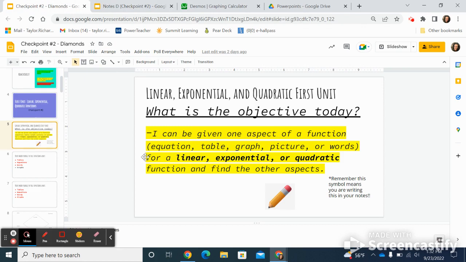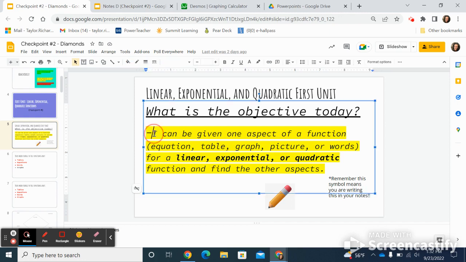So here's the objective. If you want to go ahead and pause this video and then type out this objective, you can right now. The objective or the goal for today is that you're going to read this to yourself, right? I can be given one aspect of a function, equation, tables, graph, picture, or words for a linear, exponential, or quadratic function and find the other aspects.